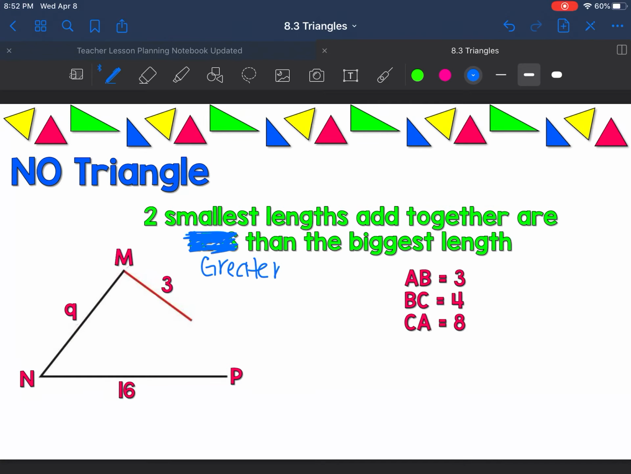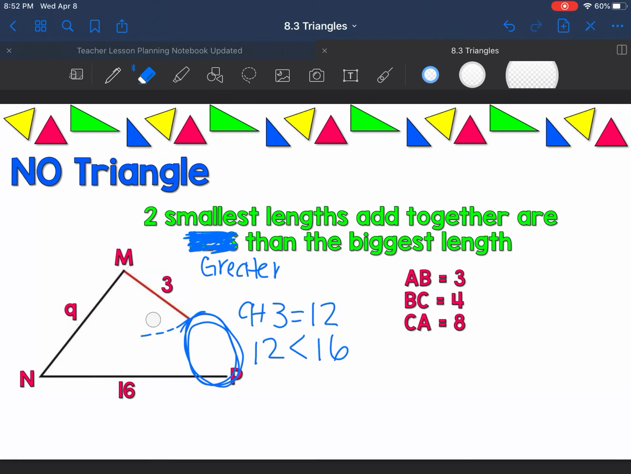So, for there to be a triangle, you need to add your two smallest lengths together, and they have to be greater than the biggest length. So let's take a look at this triangle. If I have 9 plus 3, what is 9 plus 3? That's 12. So is 12 less than or bigger than 16? It's less than. That means that this triangle right here is never going to connect. No matter how you move it or manipulate it, this triangle is always just going to fall shy of connecting. Okay? So it's never going to be a complete triangle.